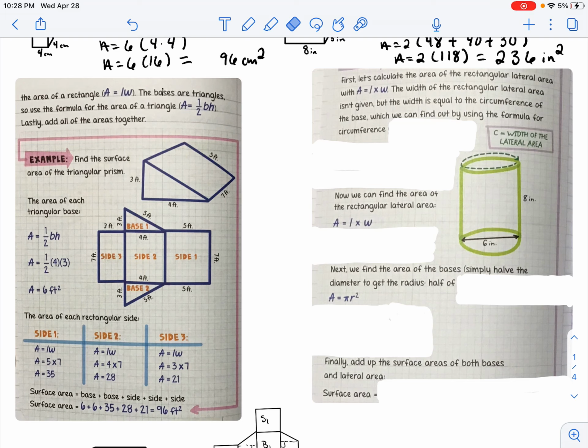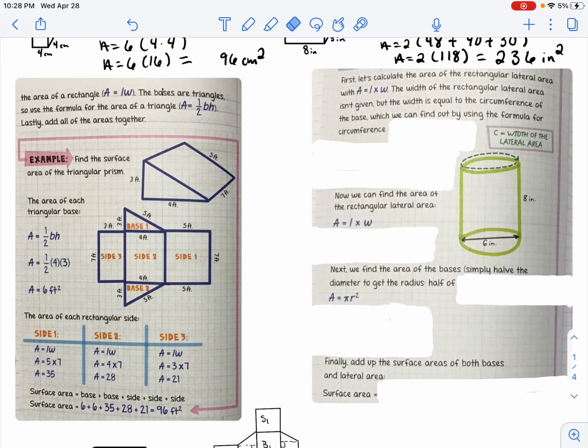All right, now we've got a cylinder. So the cylinders are a little bit interesting. We can find the area of the rectangle. We know that's length times width. We can find the area of the circles. That's just pi r squared.